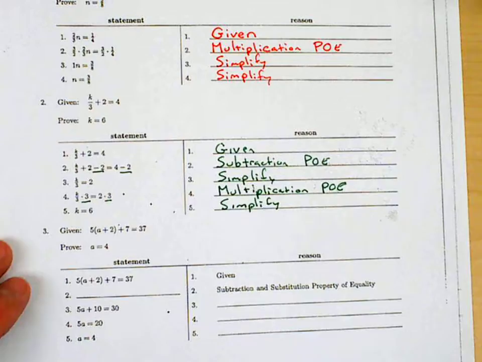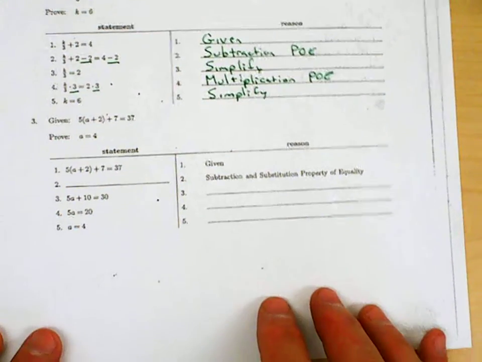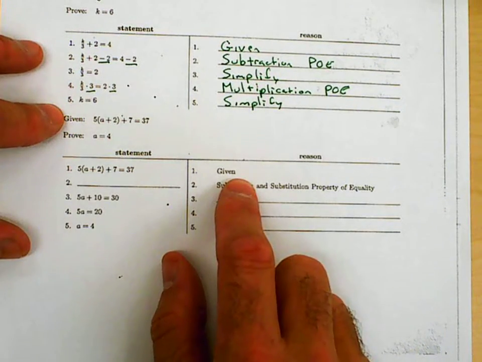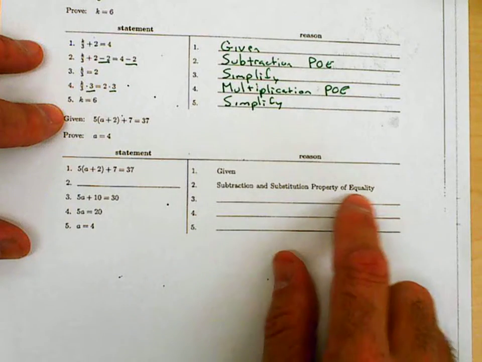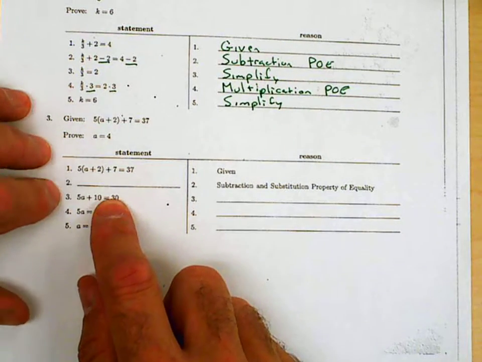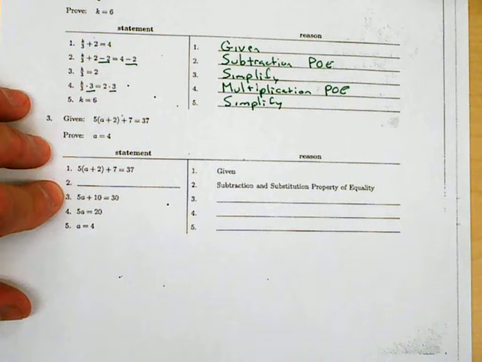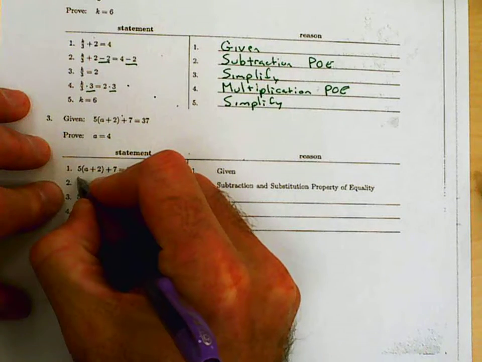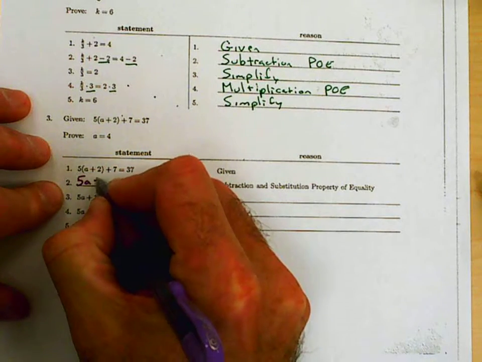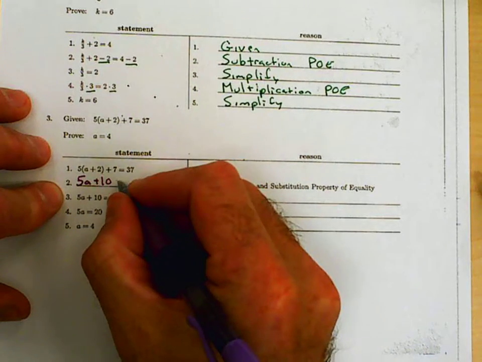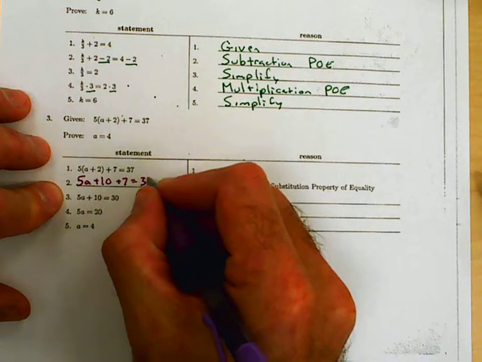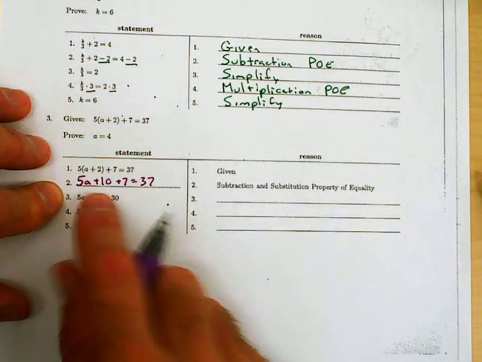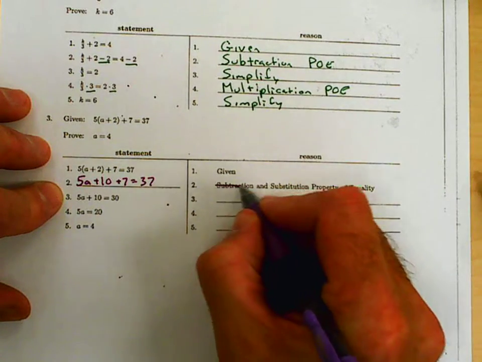So the next one, let's look at this. Number 3. We're given this, so that was the given. And then here they're saying there's the substitution property of equality. Really what we're trying to do is we're distributing. Because if I look at this, my natural step here would be 5a plus 10, which is that part, plus 7 equals 37. That's what I would say, and here I've distributed. So distribution property.